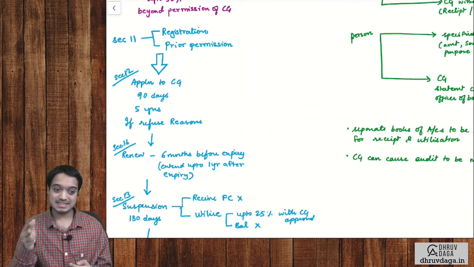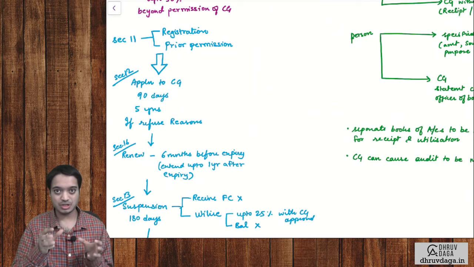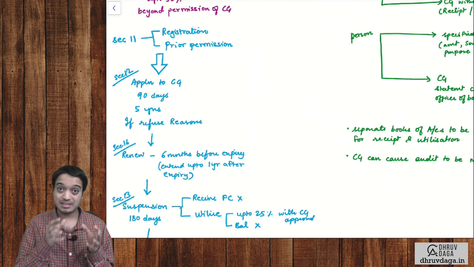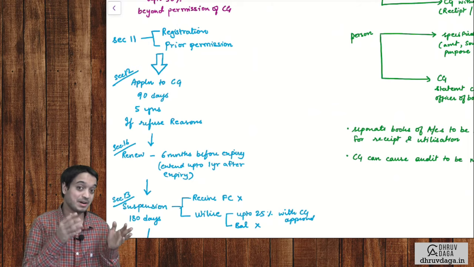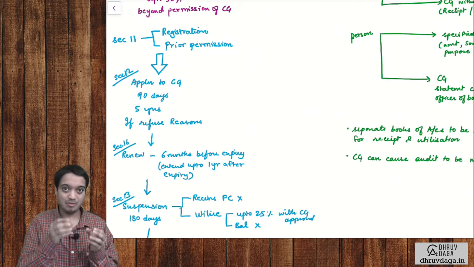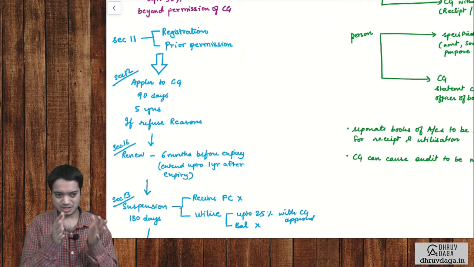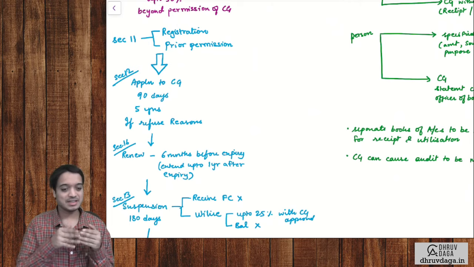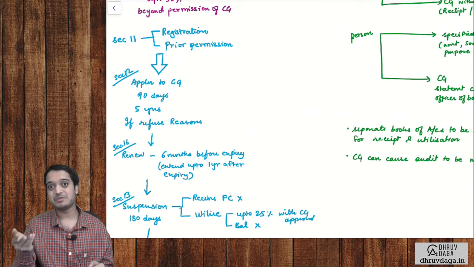Section 11 says that a registration or prior permission is required. So if the entity has a defined social, cultural, economic program, if it exists, then it will go in for a registration. But if it is for a specific amount from a specific source, then we'll go in for a prior permission. Just a small, particular transaction, you go in for a prior permission. So if you have a registration or prior permission, only then can you accept foreign contribution under the Act.